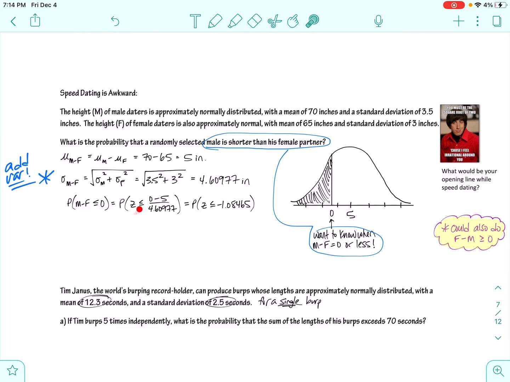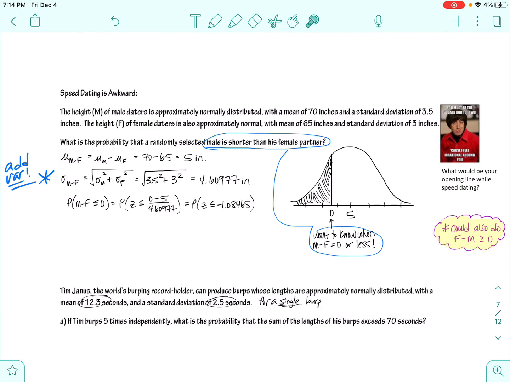So again, we convert it to a z-score. I do the x value, which is 0, subtract the mean, and divide by the standard deviation. It gives me this z-score. So again, remember, you're looking up this z-score on table A. You're going to negative 1.08. Yes, there are calculator ways that you can do this, but let's just stick with the table for right now. We're going to be a little bit rounded.